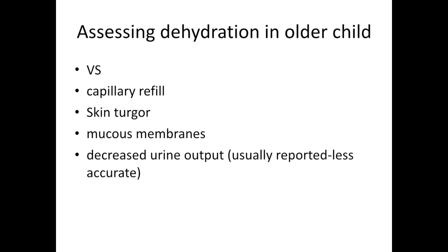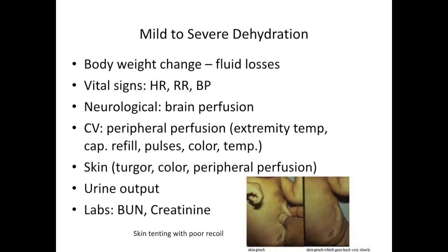Usually this is reported by the child, but as you know, they're not great historians, and they don't share this information with their parents. So this may not be a good indicator until we as nurses start recording the urine output. So we have dehydration that can go from mild to severe. It can be exhibited as a body weight change, and this weight change is due to fluid loss. The vital signs that will be affected are primarily the heart rate, the respiratory rate, and the blood pressure.